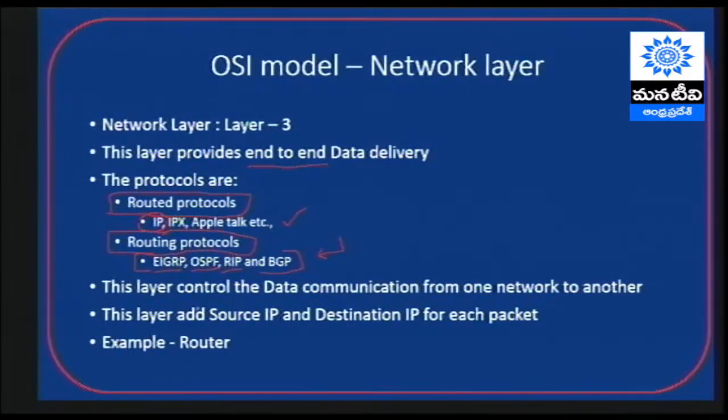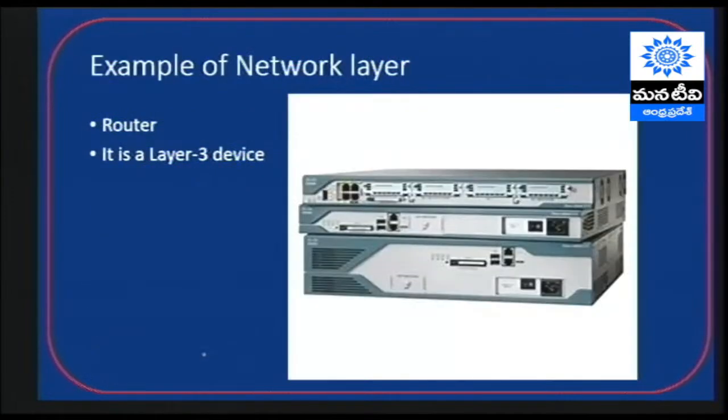So this layer controls the data communication from one network to another network, or it facilitates the communication from one network to another network. And the OSI model network layer adds the source IP, who is sending the data, and destination IP, to whom this data is being sent. And the example of the device that works at the network layer is the router. And this is the picture of the router.